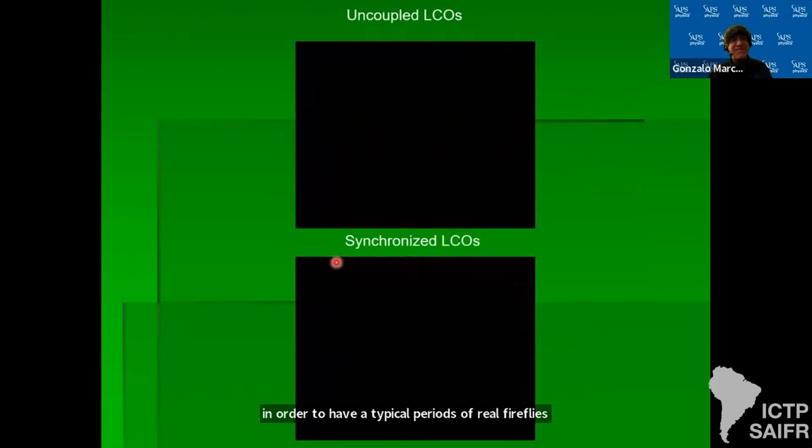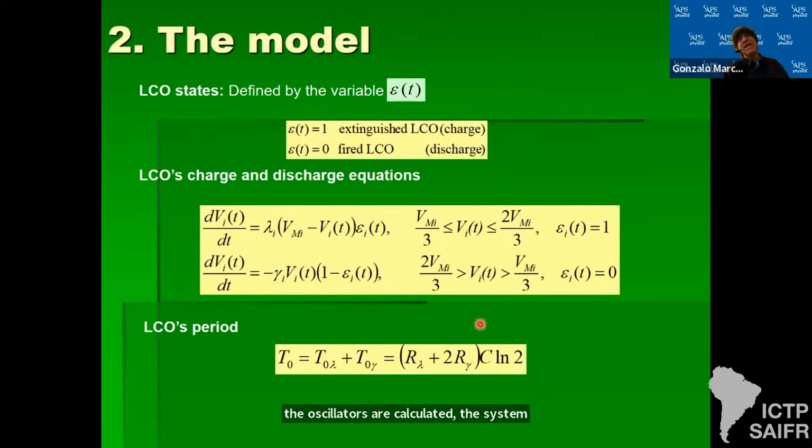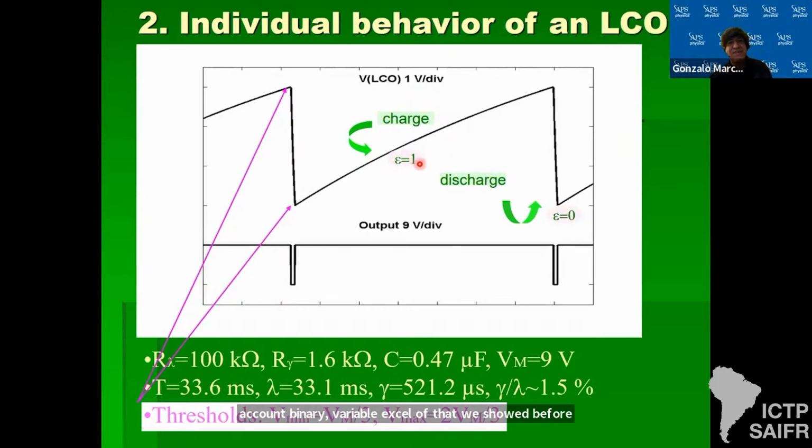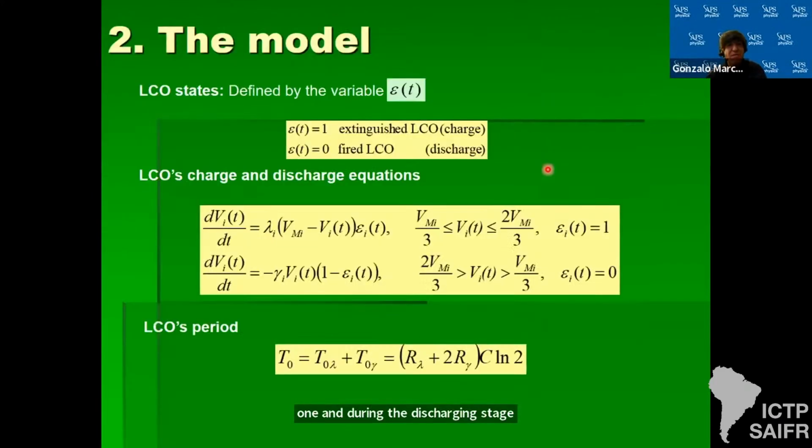And then we can see in these videos how the system behaves when the oscillators are uncoupled. We don't have any synchronization. On the contrary, when the oscillators are coupled, the system achieves complete synchronization. So in order to construct a model, we will take into account a binary variable epsilon that we showed before. Here during the charging stage, the binary variable epsilon takes the value 1, and during the discharging stage takes the value 0.